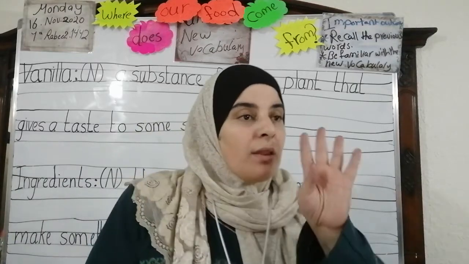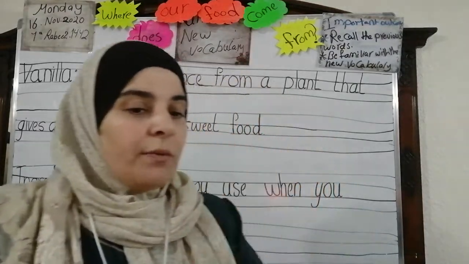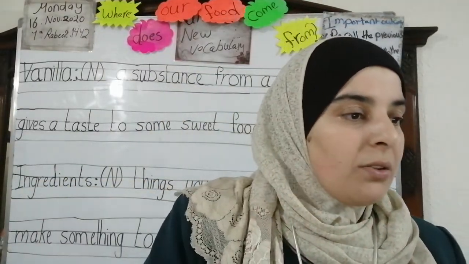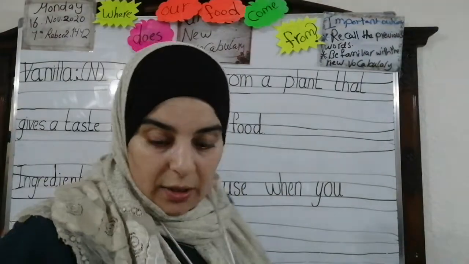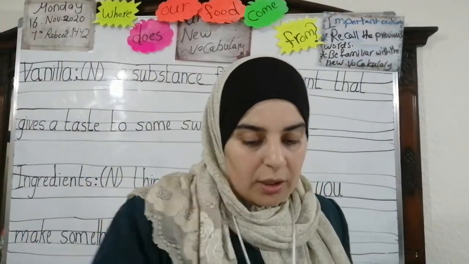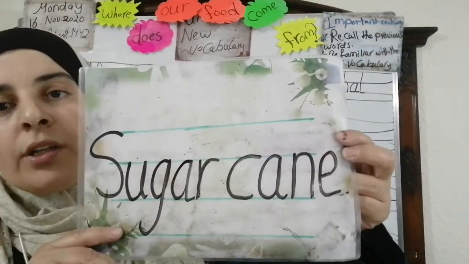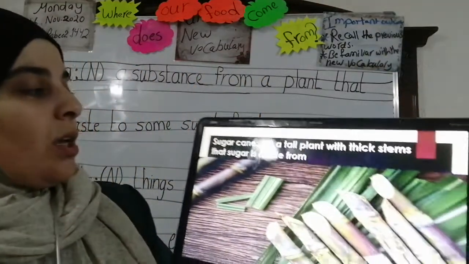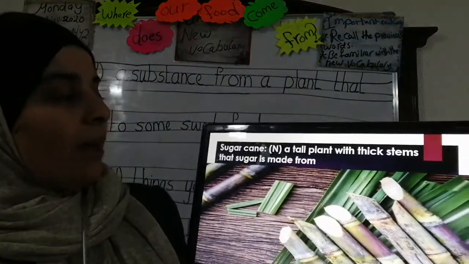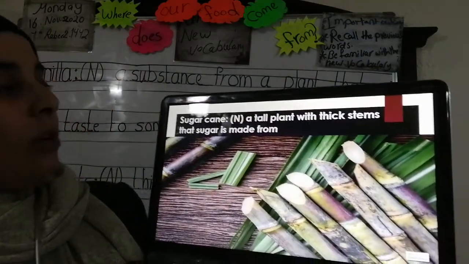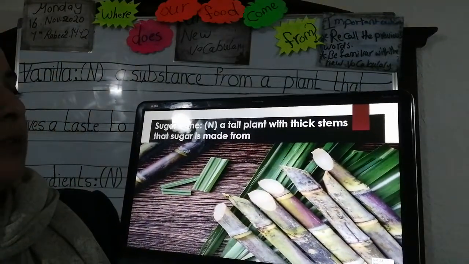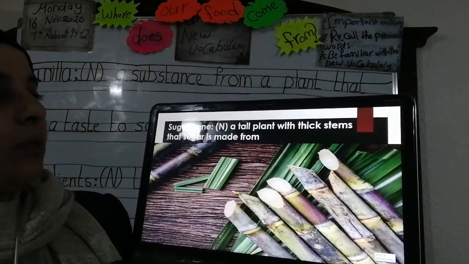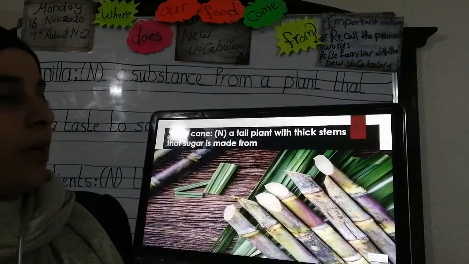And we have taken the first 4 words. If you remember, I'm going to show you here the words that we have taken yesterday. First of all, we're going to take a look at this one. Look, sugar cane. What do you mean by sugar cane? Look at this one. We took it yesterday. Sugar cane. It's a noun, a tall plant with thick stems that sugar is made from. Again, sugar cane, a tall plant with thick stems that sugar is made from.